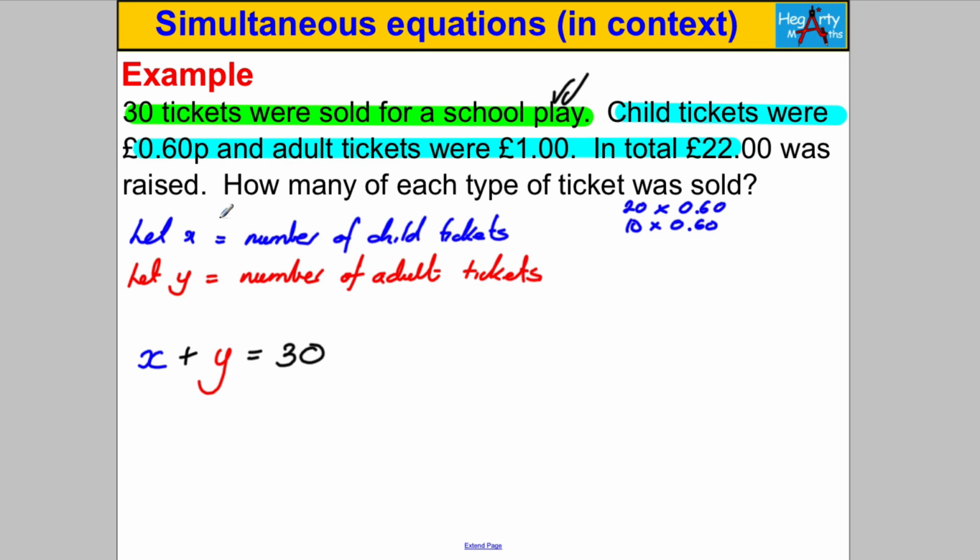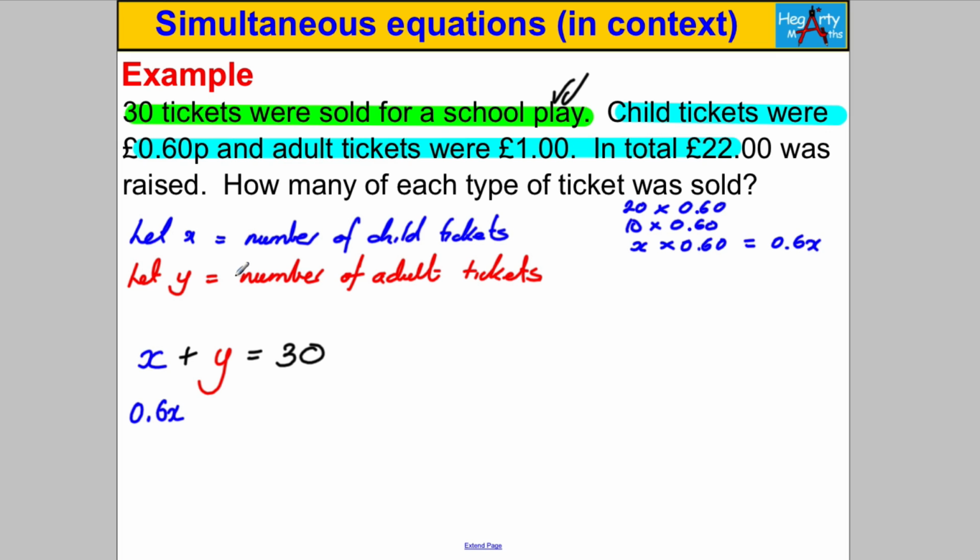Now I'm telling you x tickets were sold. So what would you do? Well, you do x times 0.60, which a mathematician writes as 0.6x, like that. So that's the amount raised from child tickets. So we can say that 0.6x.